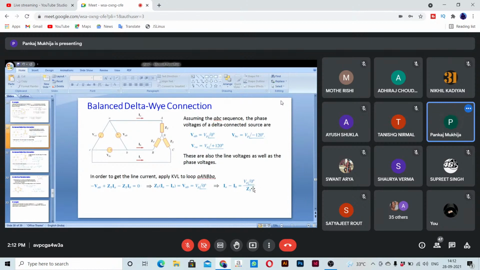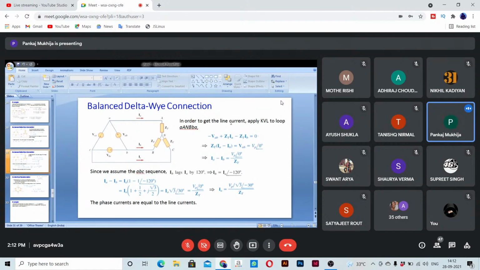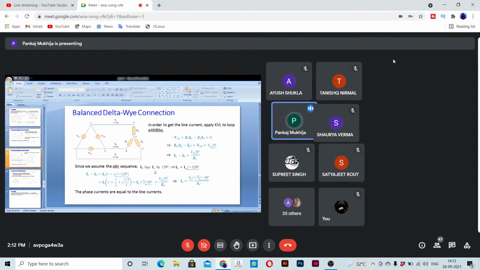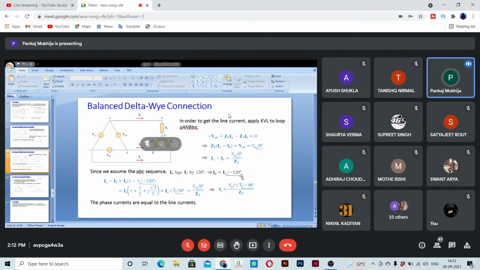VP by ZY. VP is 0 degree because it's this voltage. VAB by, basically you can say that VAB by ZY. Now to get this, like I showed you, IA minus IB equal to VP by ZY, and since it's a positive sequence we have assumed, IB lags IA by 120 degree, that is IB equal to IA angle minus 120 degree. So I can write it in this way also, that IA minus IB equal to IA this, doing simplification.